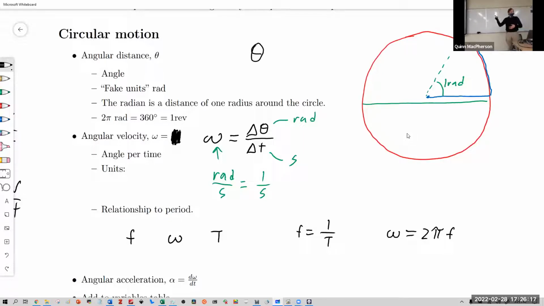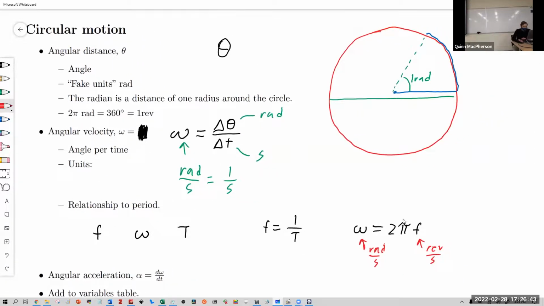So the number of radians per second is 2 pi bigger than the number of revolutions per second. So omega is 2 pi frequency, because by convention, omega is in radians per second and frequency is in revolutions per second. So to convert between the two, you need to multiply by 2 pi. If you combine these two equations, you get that omega is 2 pi over period.